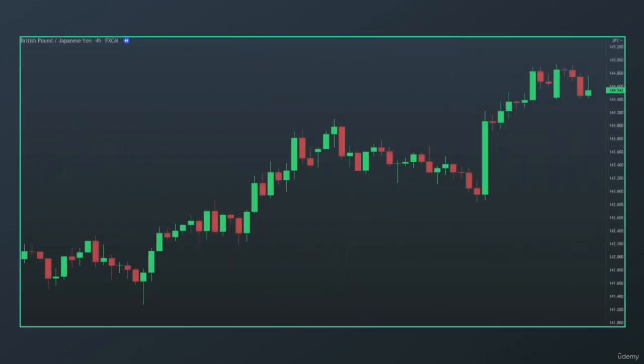GBPJPY for our time frame. So we are in an uptrending market, higher high, higher low, higher high, higher low. Impulsive move, corrective move, impulsive move, corrective move, impulsive move, right? So impulsive move followed by a corrective move that formed a falling wedge.